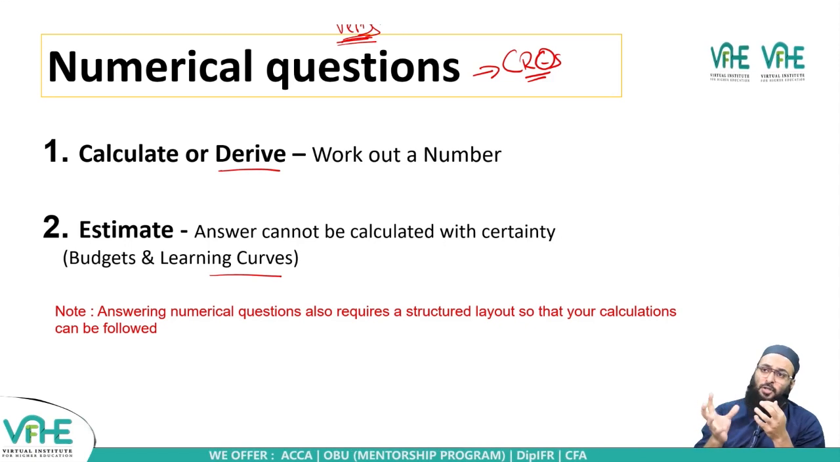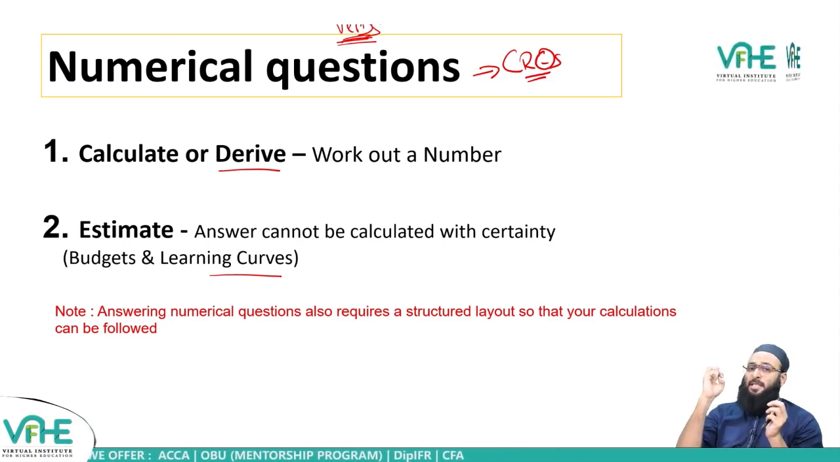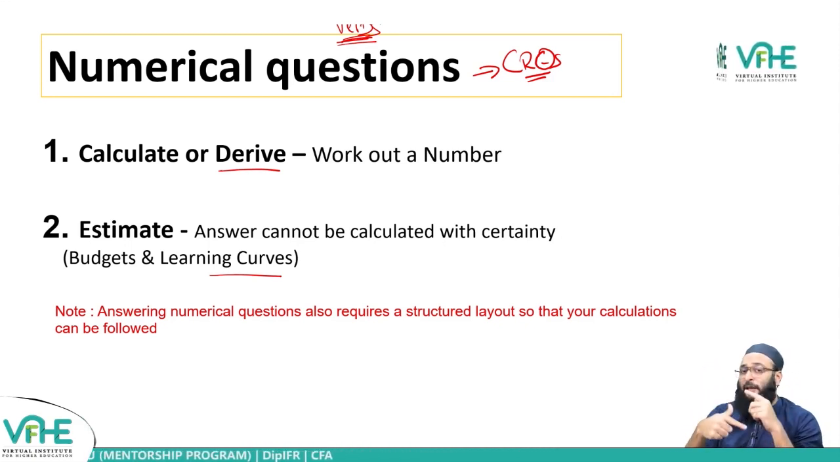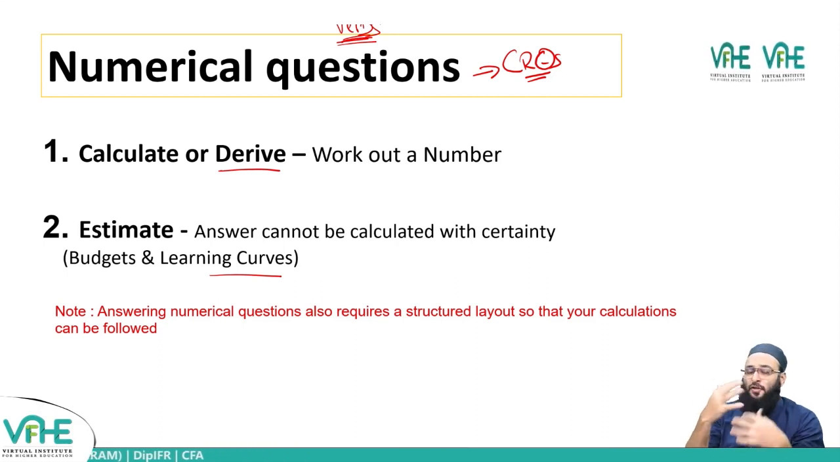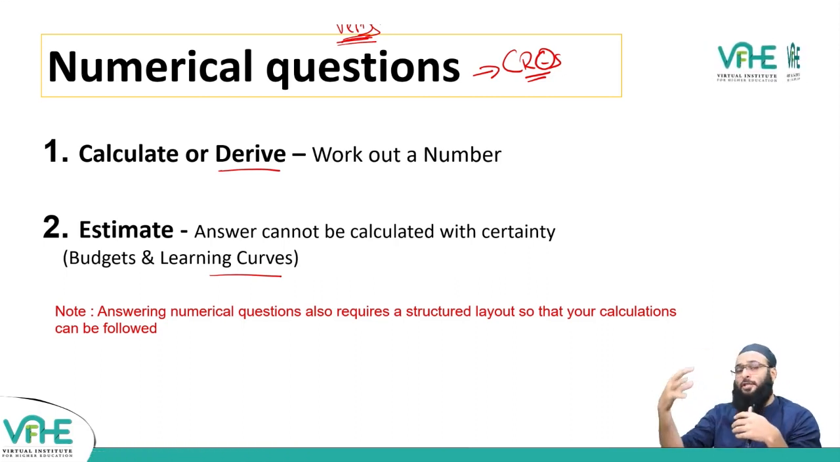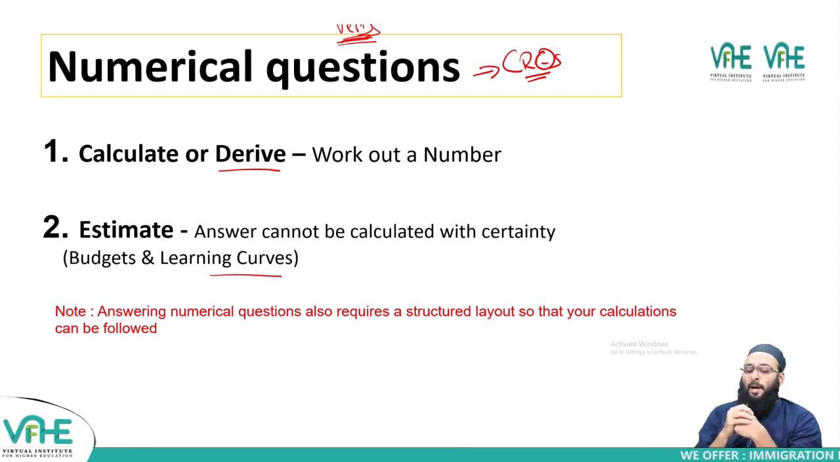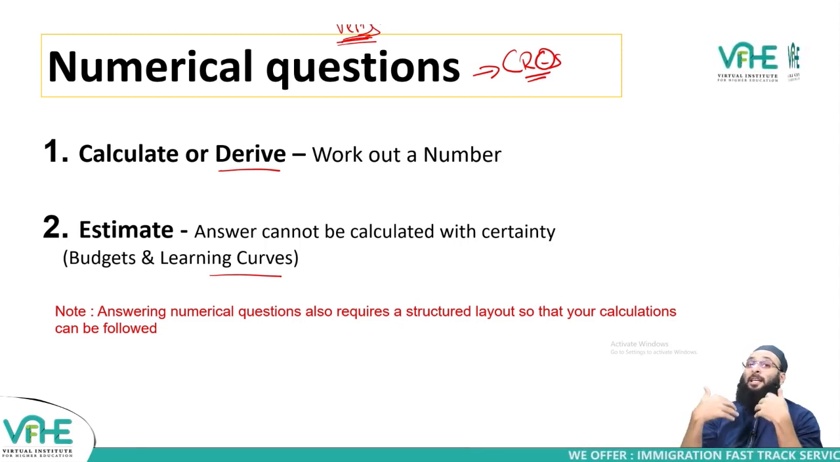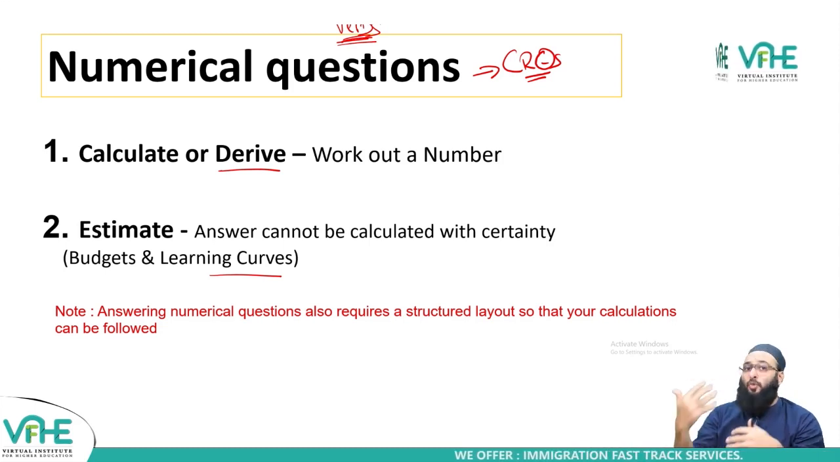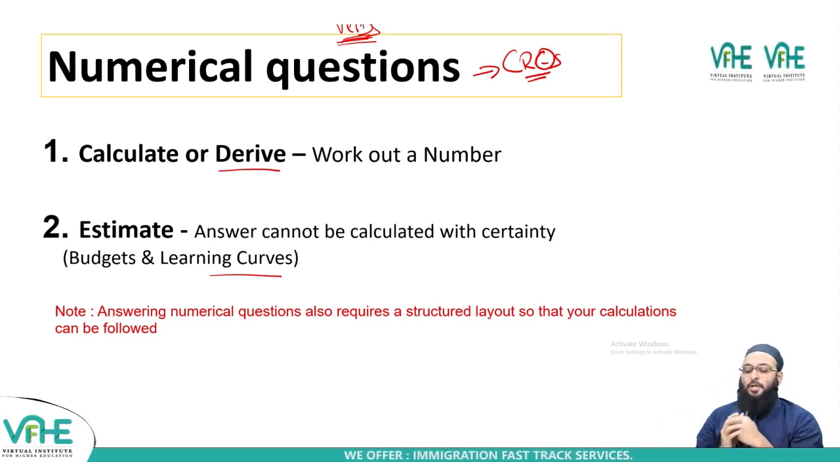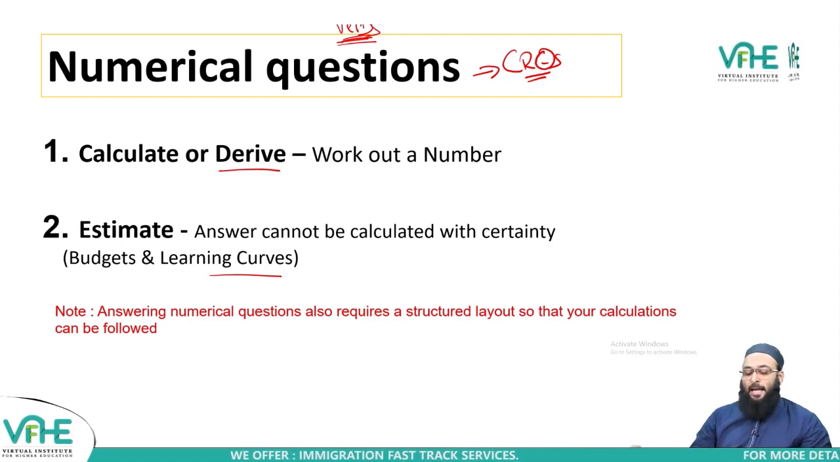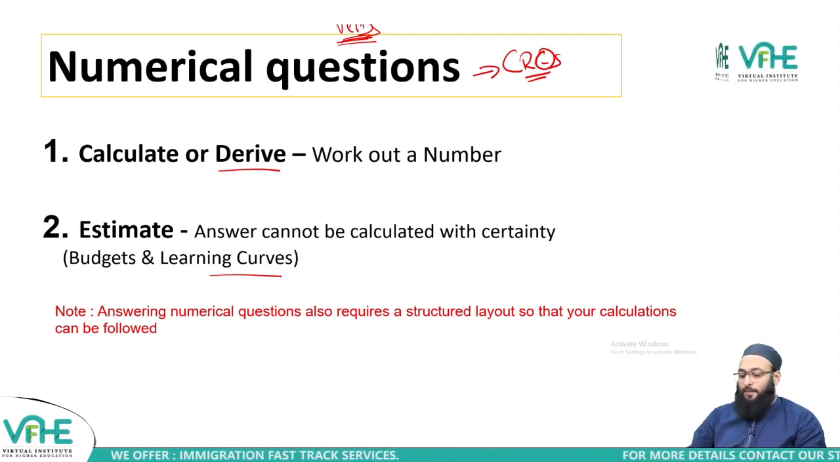Plus in case of budgets, we are estimating the cost, estimating the revenue. You have seen the definition of budget says estimation of cost and revenues. So that is all prediction that you are doing, which might not be calculated with complete certainty because you are doing forecasting in that. So estimate is where answers cannot be calculated with certainty.